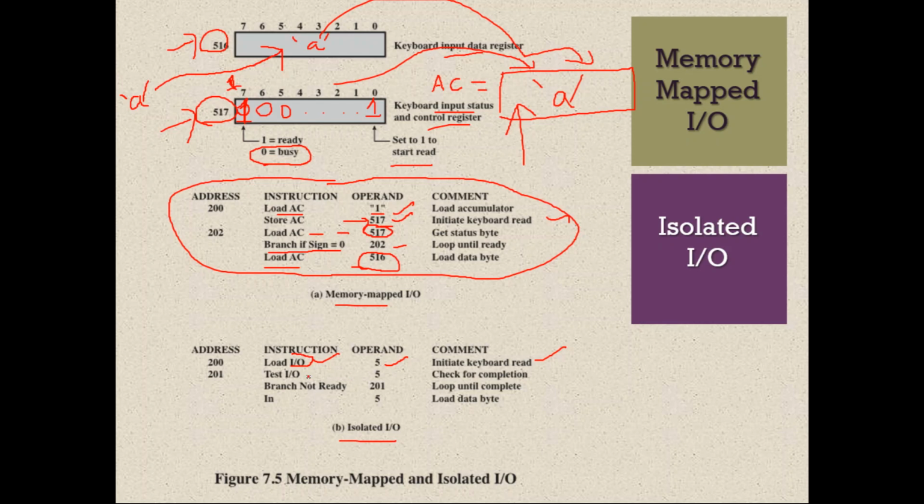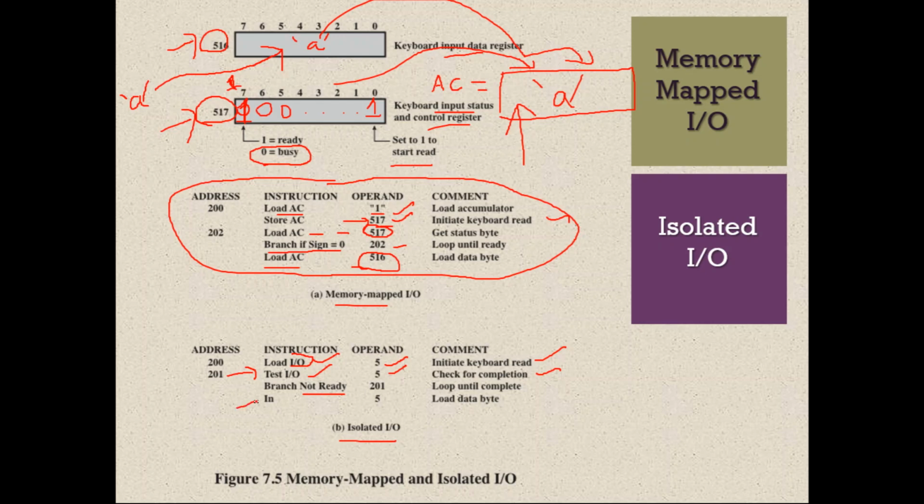Then we do test IO 5. Again 5 represents the keyboard. Test IO means check whether the IO operation is completed or not. Then we have branch not ready. If the IO is not completed, then again go to 201. That is, keep on testing until the IO is completed. If it is completed, then it will become ready. If it is not ready, go to 201.